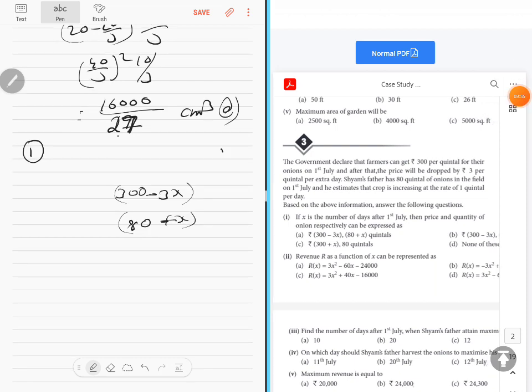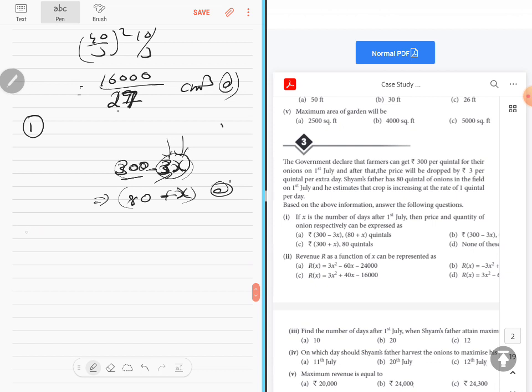So this one is like 300 minus, after x days, for x days there's every day a drop in rupees of 3. So 3x is the total drop in price. The initial price was 300, now it would have dropped by 3x. And 80 quintal is initially there. For every day there's an increase of 1 quintal, so for x days it is 80 plus x. So option number A is the right answer. Let's go to the second question.